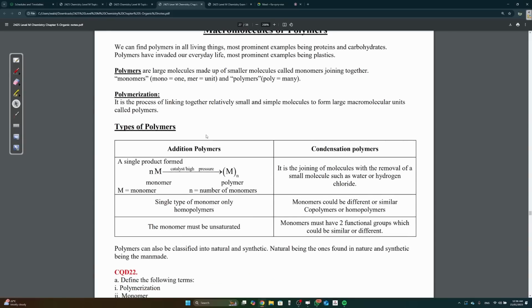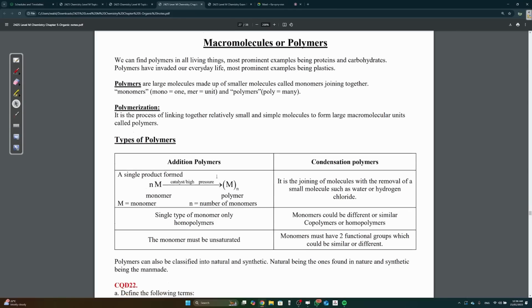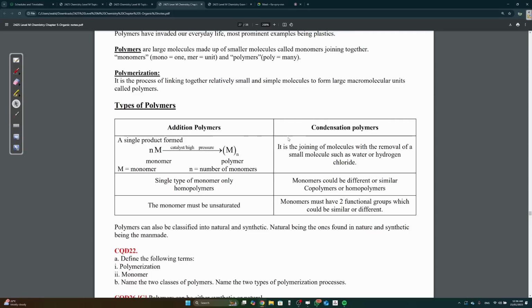Okay, polymerization. You need to know a polymer is basically a huge molecule. When you keep on adding the same molecule again and again, it forms one big molecule called a polymer. The subunits, the small molecules they keep adding, are what we call monomers. You need to know that there's addition and condensation.